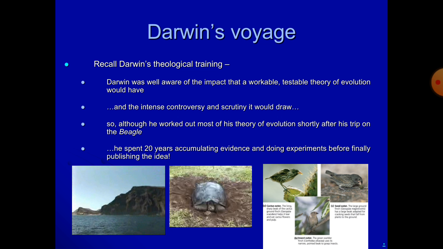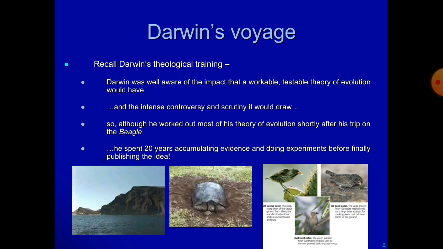Recalls Darwin's theological training. Darwin was well aware of the impact that a workable, testable theory of evolution would have and the intense controversy and scrutiny it would draw. So, although he worked out most of his theory of evolution shortly after his trip on the Beagle, he spent 20 years accumulating evidence and doing experiments before finally publishing the idea.